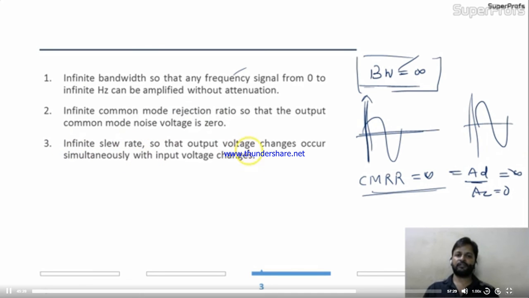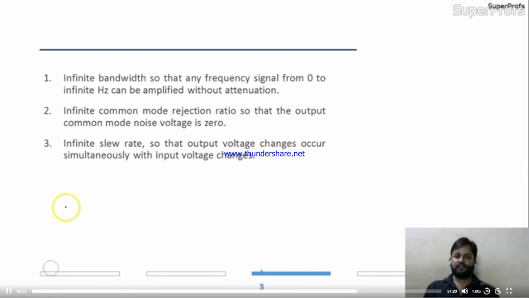Infinite slew rate, so that the output voltage changes occur simultaneously with input voltage changes. What does it mean? You applied an input. Suppose this is your input. Your input is constant up to this point, t equal to 1, but at t equal to 1 it changes suddenly. So immediately your output should change, right? This is your output, so immediately your output changes at t1.